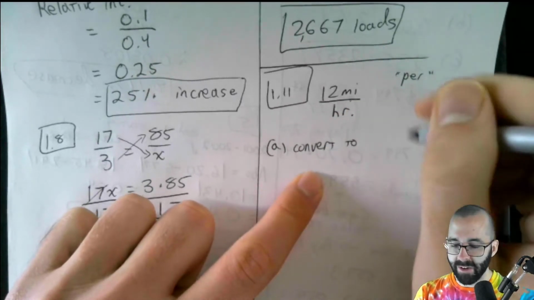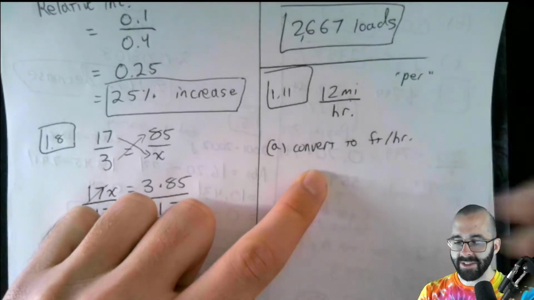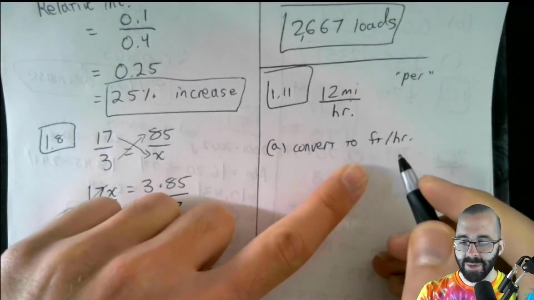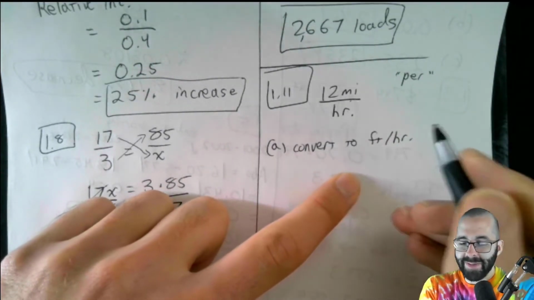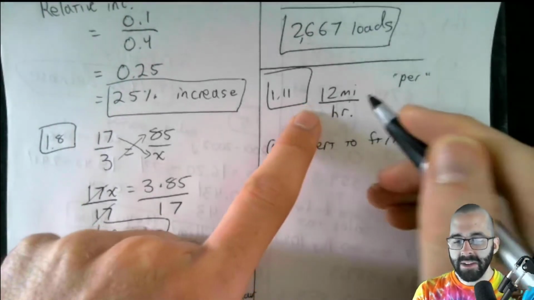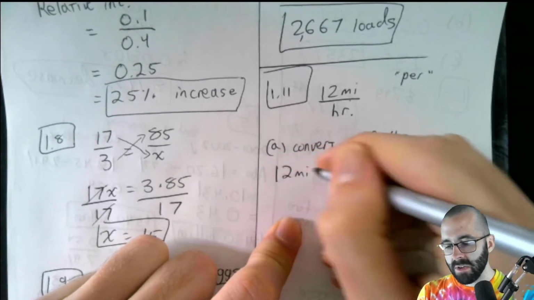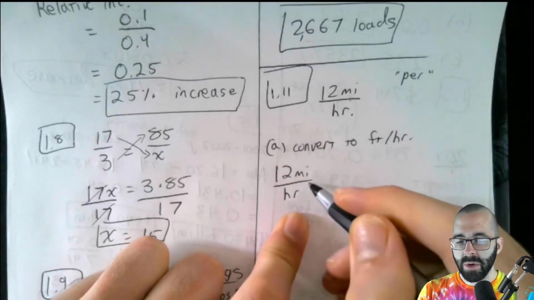Which is a weird thing. Nobody really talks about things in feet per hour for a lot of things, but I'm sure there's some things where feet per hour might make sense. I don't know. But that's what it wants you to do first. So the miles part is good. And we're going to start with this. 12 miles per hour. But we don't want miles here.